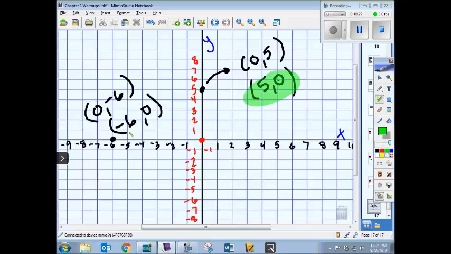So again, I'll highlight the correct one. That's that. And then, no, it's not. Jeez. This would be the correct one there. This would be the correct one there. These other ones are wrong. Remember, the first number always tells you how far to go left or right.